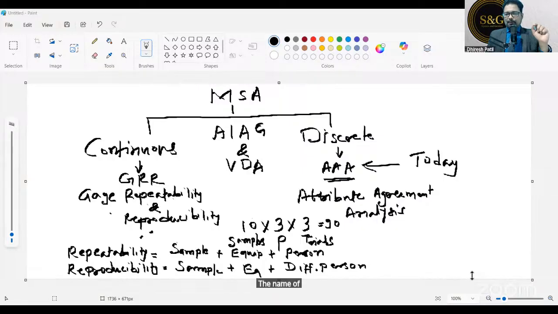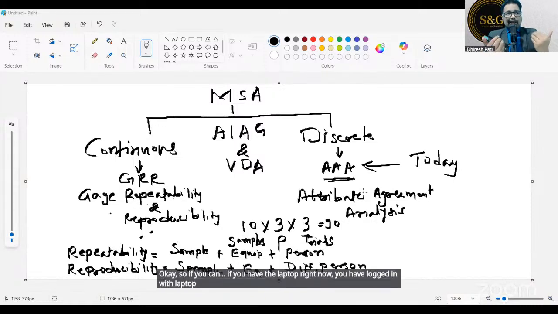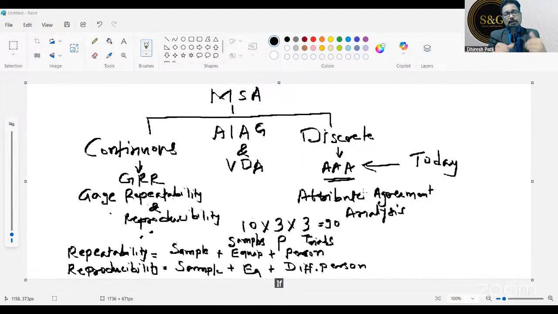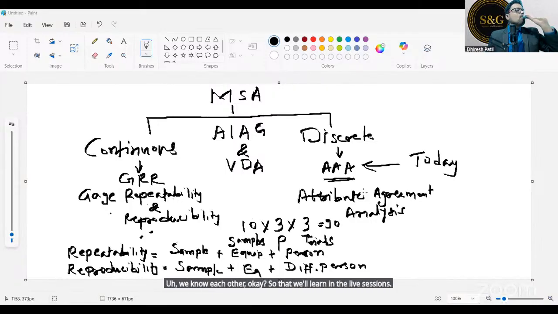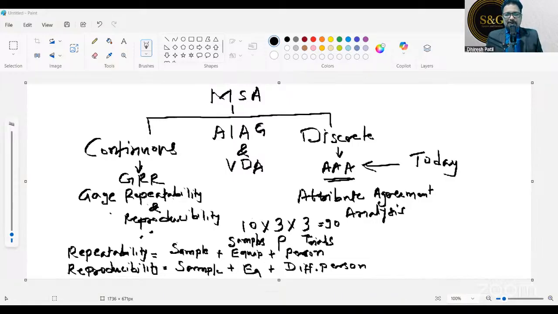The name of the file is AAA. If you have a laptop with Minitab installed, then this will get open because it is .mtw. MTW is Minitab worksheet. Okay. So if you have the laptop right now, you are logged in with laptop. And I always suggest this, whenever possible, if you're not traveling, just connect with your laptop with, of course, Minitab installed. Then we can do the exercises along with each other. Okay, so that we will learn in the live sessions. Once you open the file, please let me know. Meanwhile, I will also open the file.